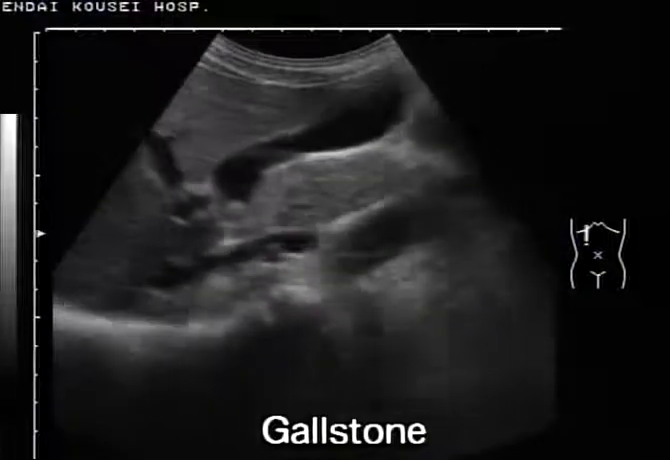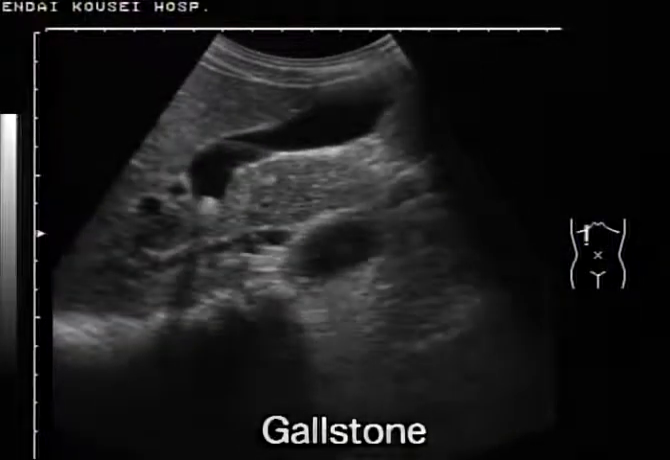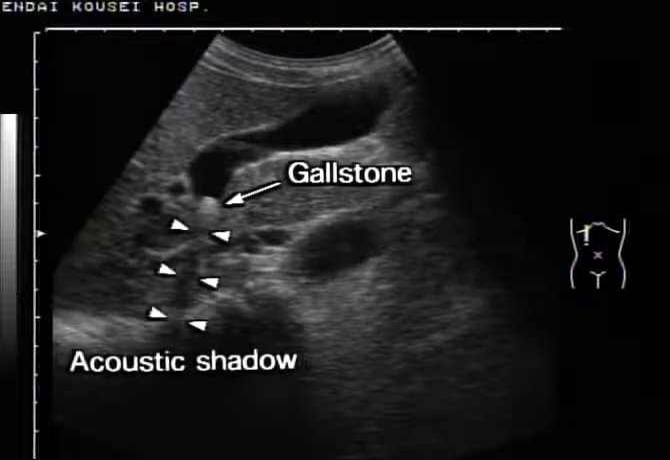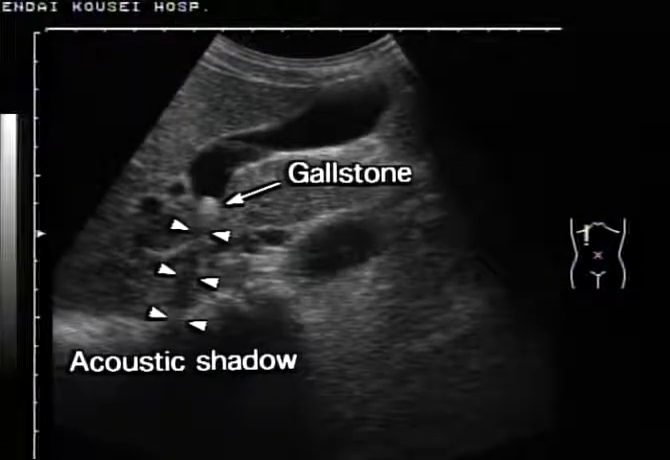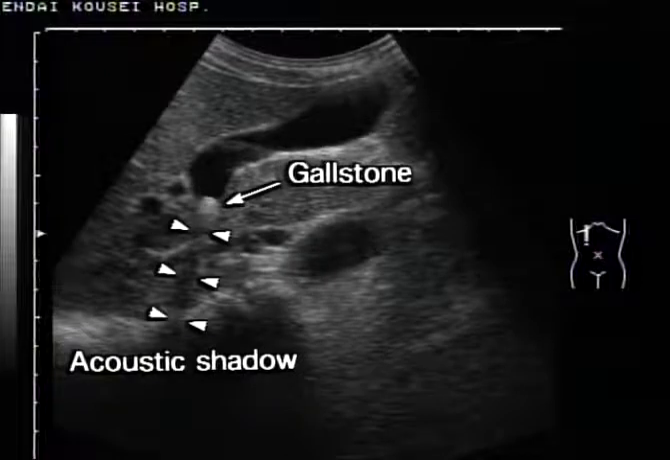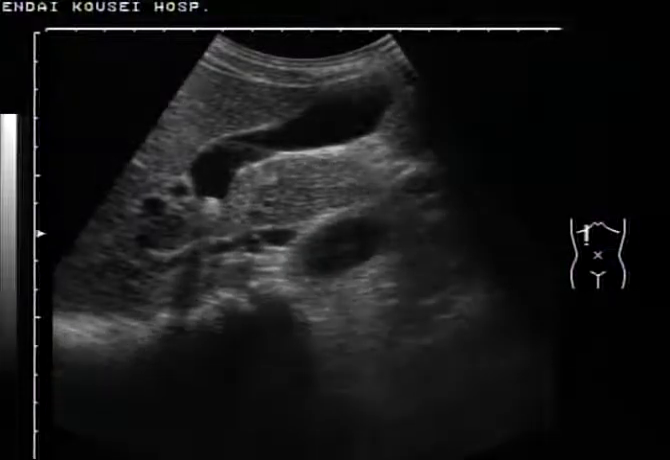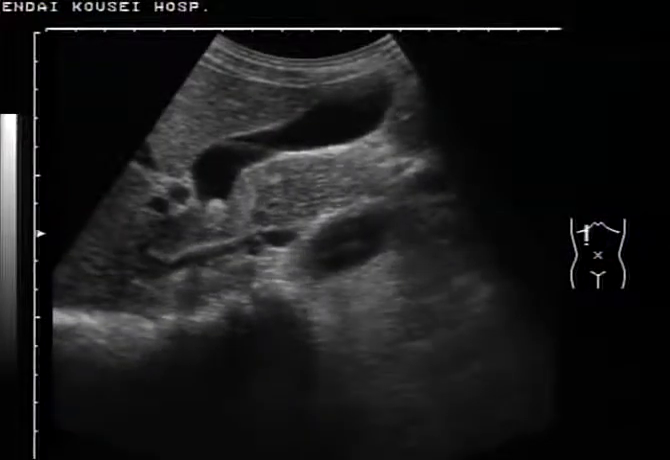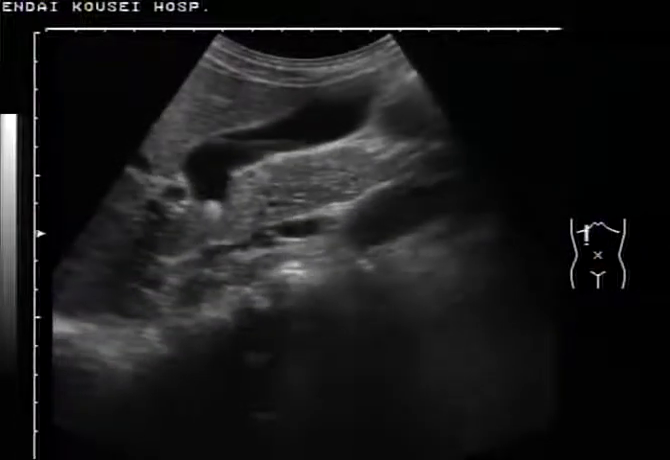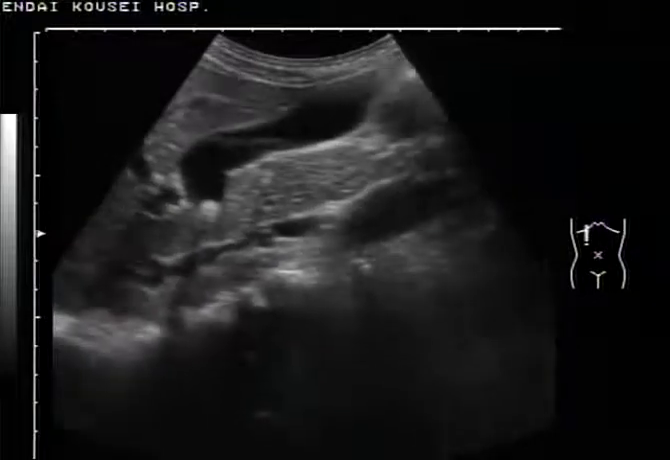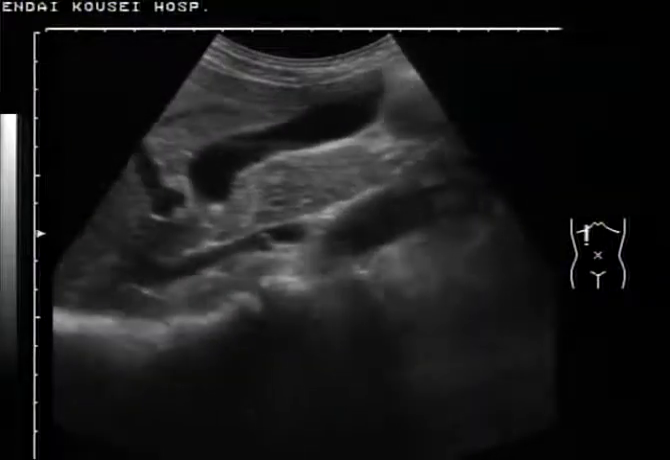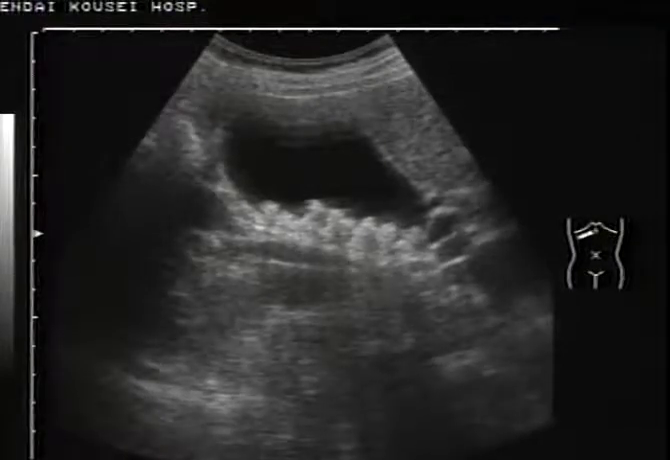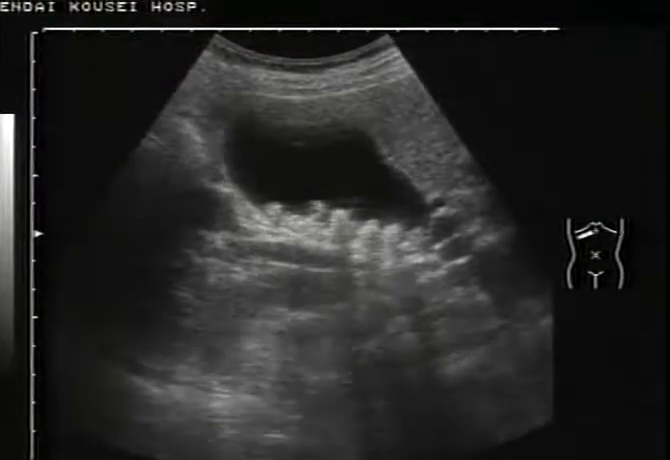This is a case of gallstones. A gallstone about 4 millimeters across is seen at the cervix of a gallbladder. A gallstone reflects much ultrasound, presenting a white image. A dark, no echo area appears behind a gallstone. This area is called an acoustic shadow, which is helpful for diagnosis of a gallstone. Some patients have a number of small stones, as shown in this image.